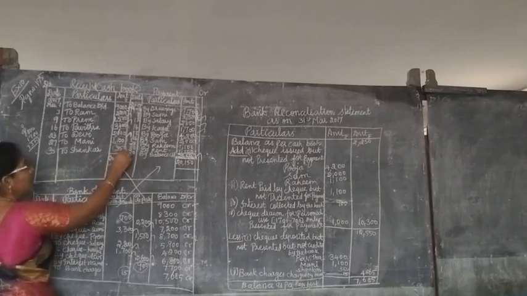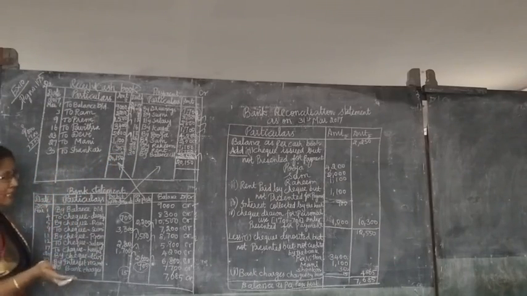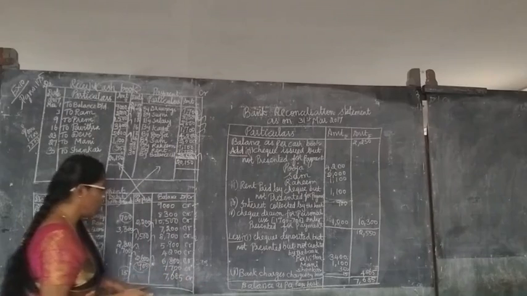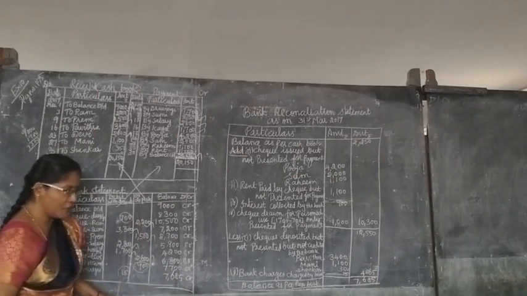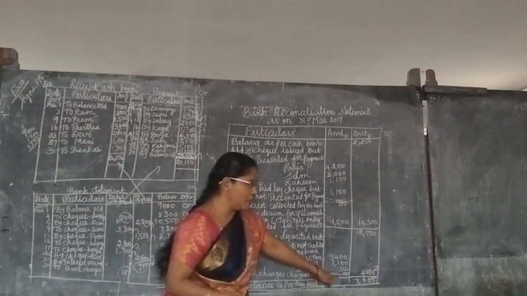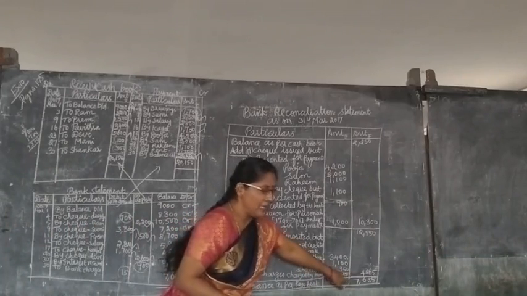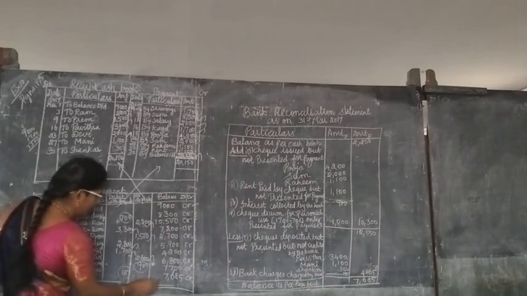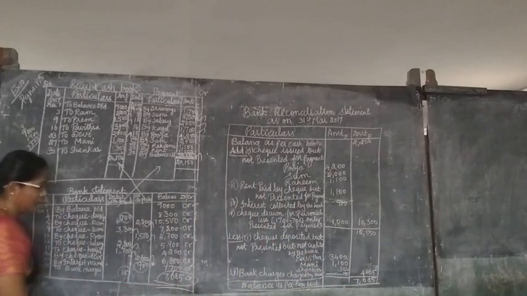Then we have received a check from Shankar. This is also not yet credited by the bank. Then bank charges also we want to reduce, isn't it? So I have reduced all the balances. See here, balance as per passbook 7,685. See the balance as per passbook 7,685.